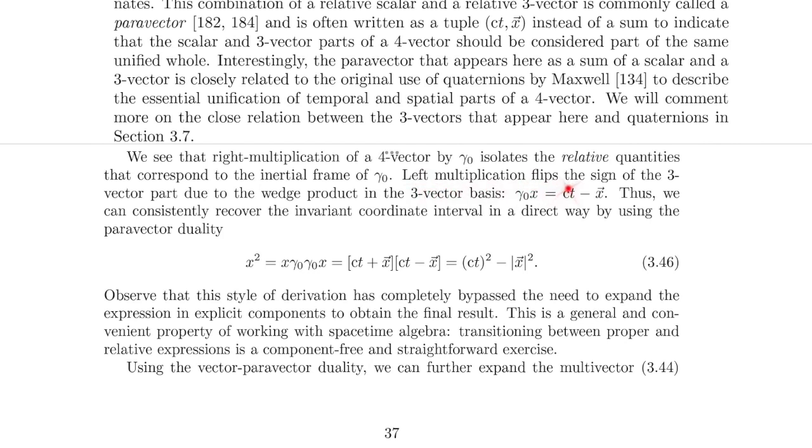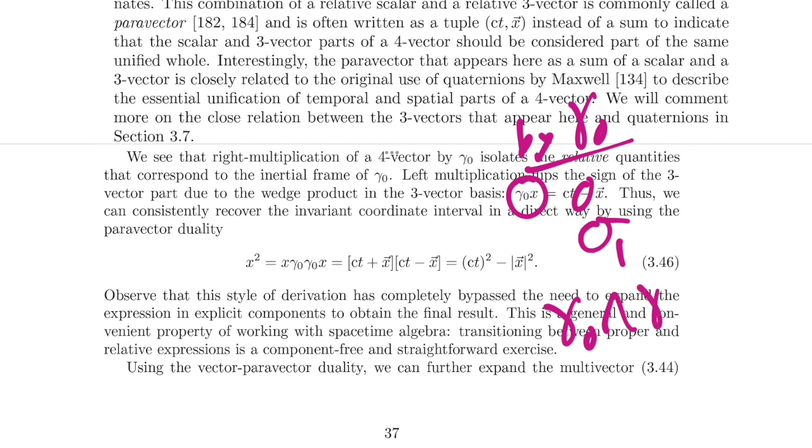Left multiplication flips the sign of the three vector part due to the wedge product in the three bases. So here they do an example. They mean left multiplication by gamma 0. So here's the opposite effect. And of course you come in with a negative sign, because in order to get sigma 1, you end up with gamma 0 wedge gamma 1, which equals minus sigma 1. So that's where the minus signs are going to come from.